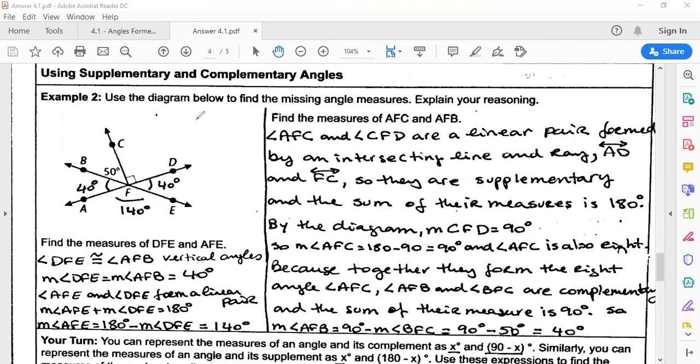All right. So using supplementary and complementary angles, Example 2. Use the diagram below to find the missing angle measures. Explain your reasoning. Okay? So the first one we want to find is the measure of AFC and AFB. So AFC, okay, so I want to find this measurement right here. I want to make it in red, AFC. And I also want to find the measurement of AFB, which is this one right here, okay, the blue one.